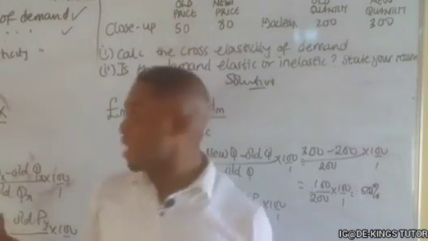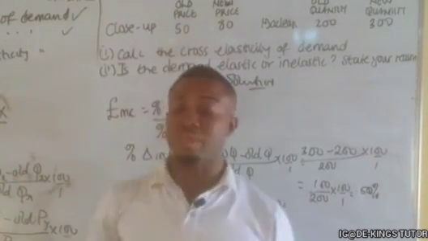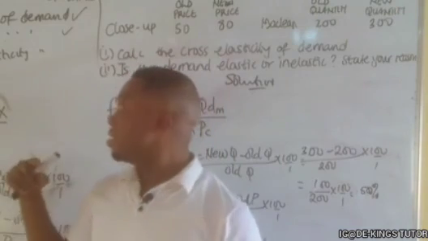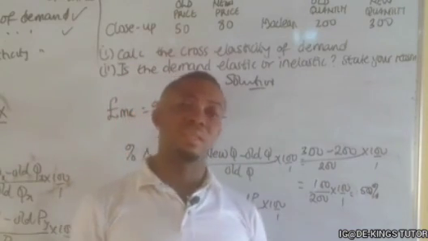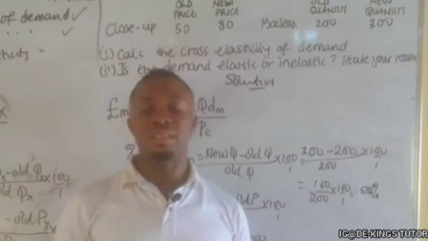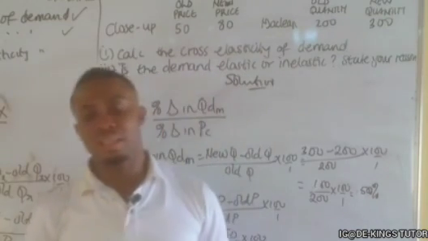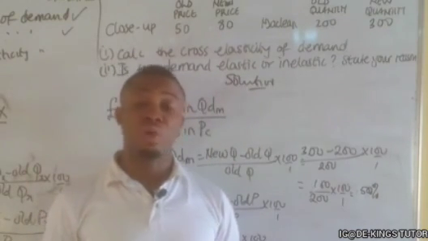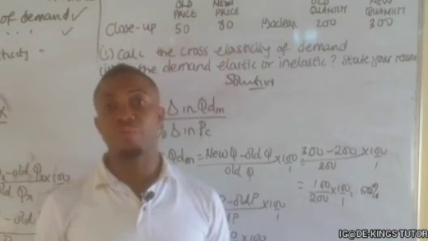We have seen different aspects of elasticity. We have seen the price, the income, and the cross elasticity. We saw the types of price elasticity. We saw the types of income elasticity. We saw their graphical representation. We saw their measurement, and we solved questions.